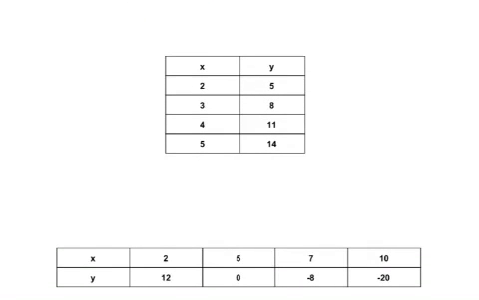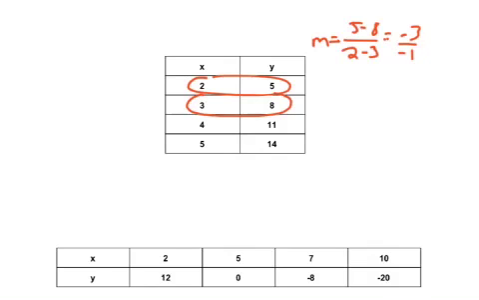Down here, if we find our slope, pick any 2 points you want. So I'm going to pick 2, 5 and 3, 8. Remember, it does not matter. So if I'm finding my slope, my y's, I would subtract 5 minus 8 over 2 minus 3. 5 minus 8 is negative 3. 2 minus 3 is negative 1. And when we divide, we get a positive 3.